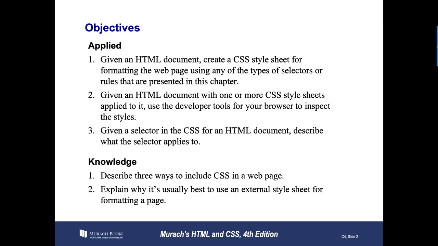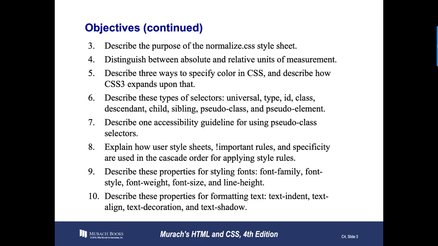As far as knowledge objectives, describe the 3 ways to include CSS in a web page. Number 2, explain why it's usually best to use an external style sheet for formatting a page. Can't reinforce that one enough. Number 3, describe the purpose of the Normalize.css style sheet. Number 4, distinguish between absolute and relative units of measurement. Number 5, describe 3 ways to specify color in CSS and describe how CSS3 expands upon that.